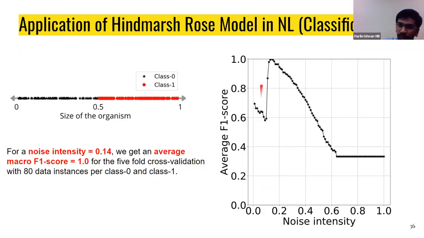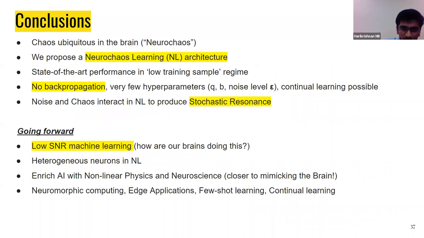So we can also incorporate other neuronal models which exhibit chaos, not just limited to Hindmarsh-Rose model. So now I'll come to the conclusion part.